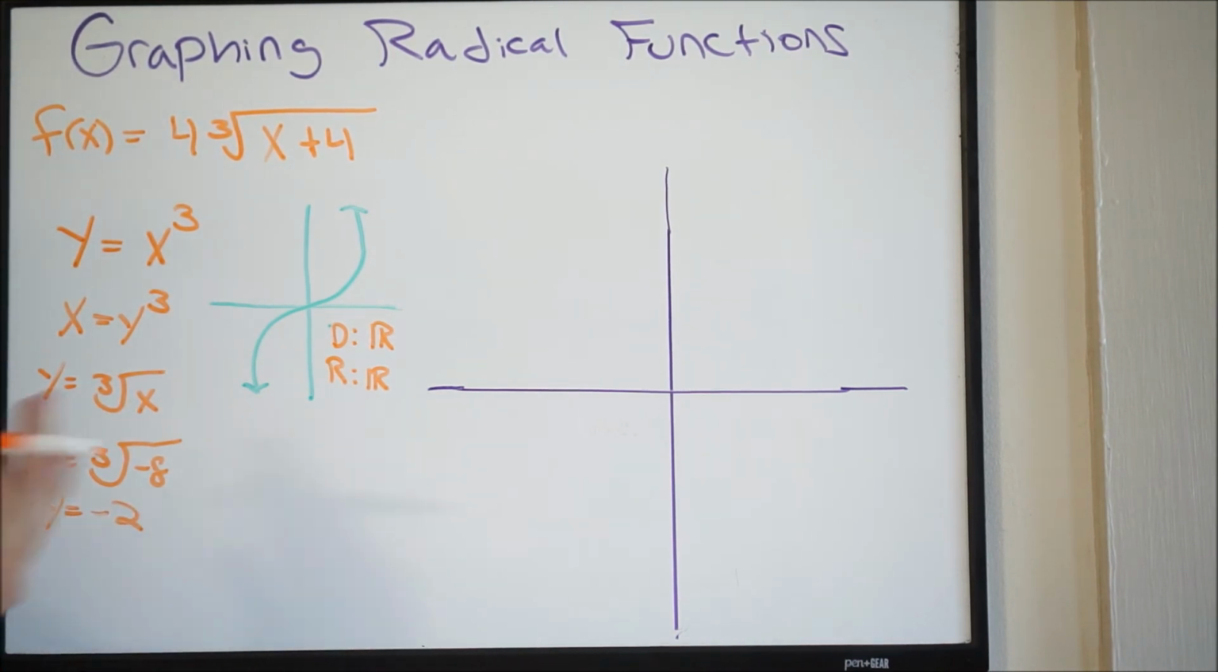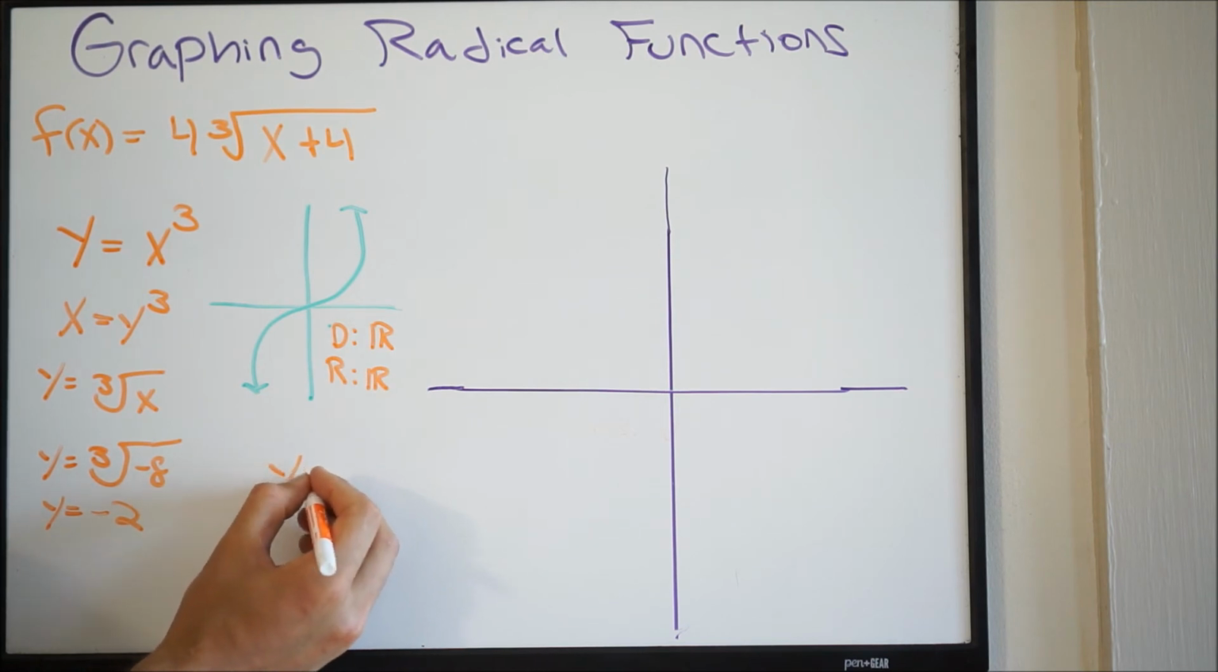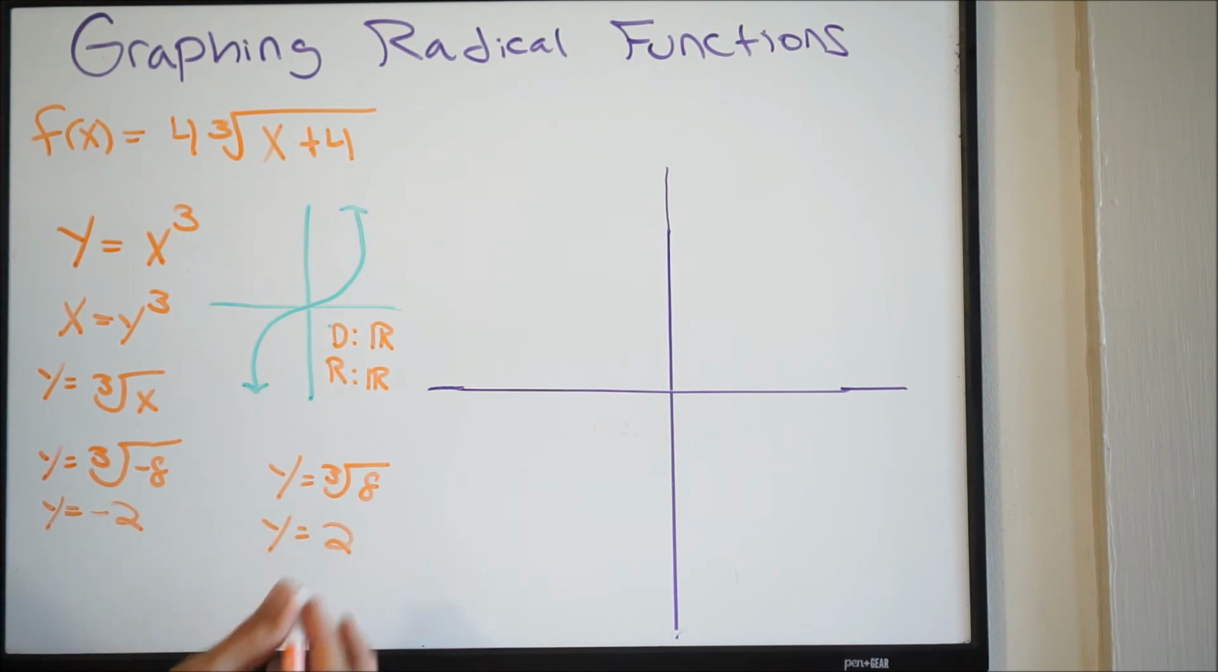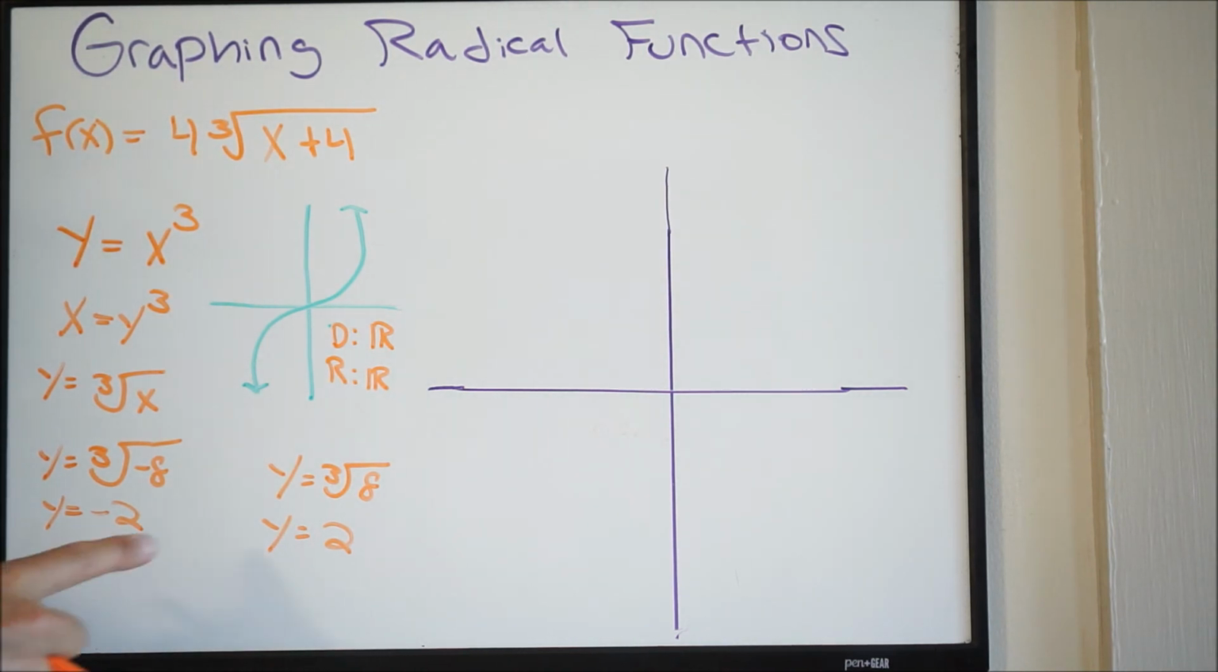Checks out. Let's do the opposite. What happens when x is positive 8? Well, y here will equal 2. It also checks out. So what this is telling me is, as I continue to decrease the x values, I will continue to approach negative infinity on the function. And as I increase the x values, I will continue to approach positive infinity on the function. So what this tells me is the domain is going to be all real numbers, and my range is also going to be all real numbers. It stays the same.